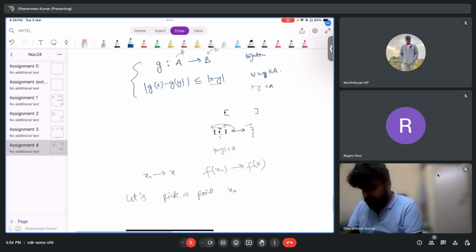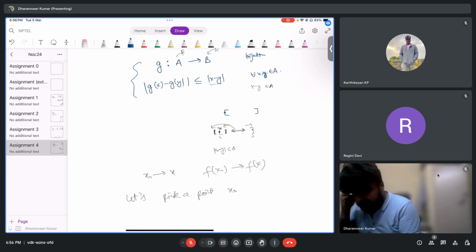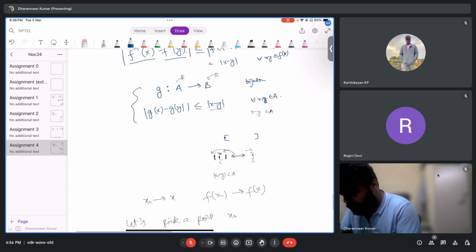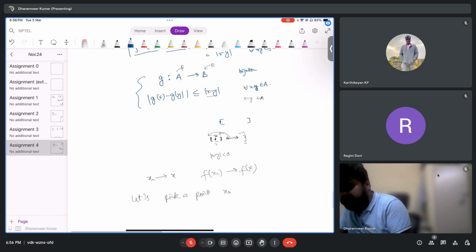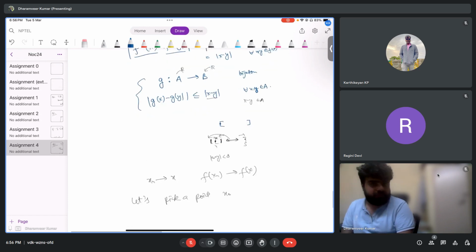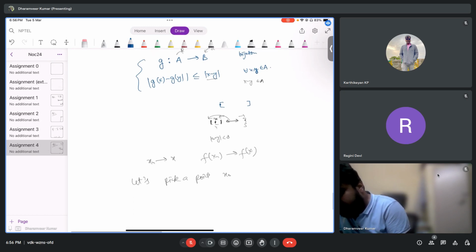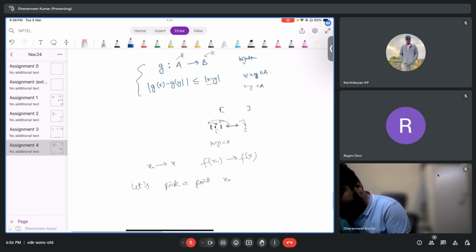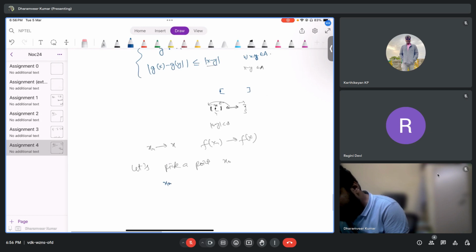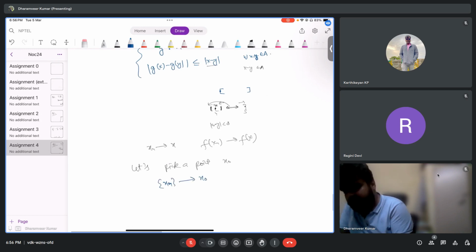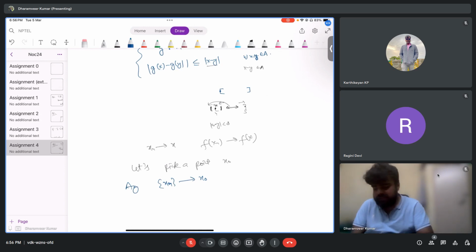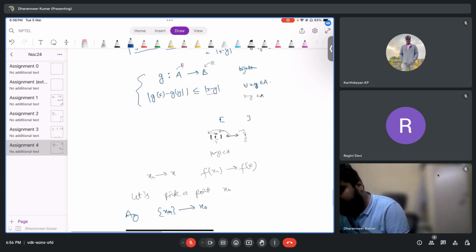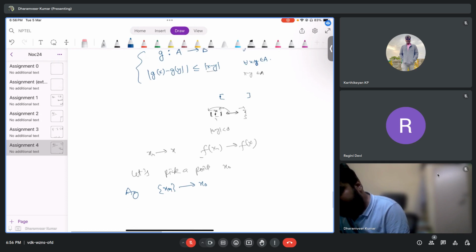So now let's pick a point x naught, and then you can define this thing. That's why I just wanted to introduce sequential continuity. This is how you do it. So let's say there is an x_n, any x_n which converges to x naught. You cannot just show it for one sequence. For all sequences that converge to x naught, you have to show this.